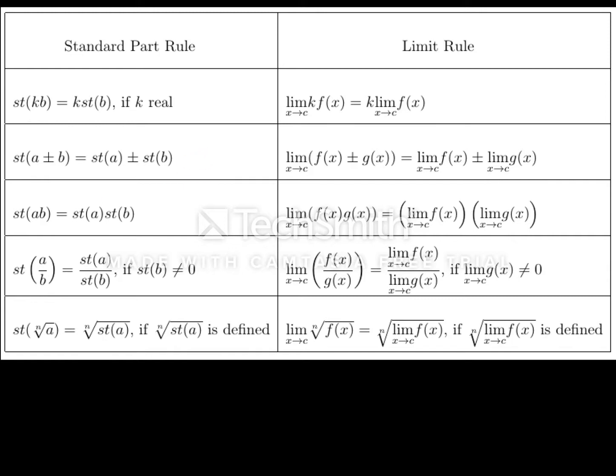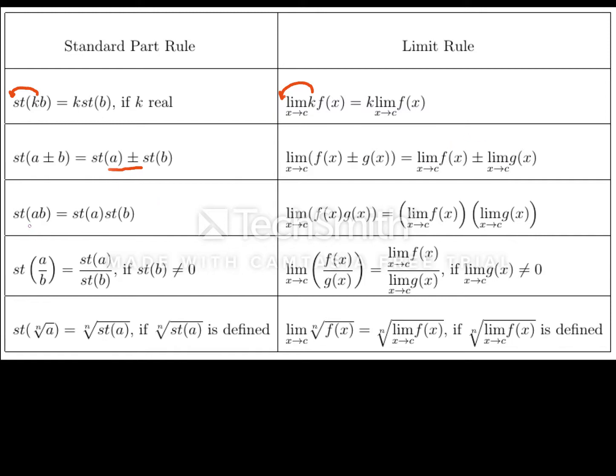For instance, if I've got a real number k, then it can slide right out or factor out of the standard part. And so the standard part of kb would be k times the standard part of b, provided k is real. Same thing goes for limits, that if I've got a constant times my function, I can factor it out. And so k is just times that limit. Similarly, the standard part distributes across addition and subtraction, so does the limit. So if we've got the limit of the sum or difference of two functions, that's the same as the sum or difference of those two limits.